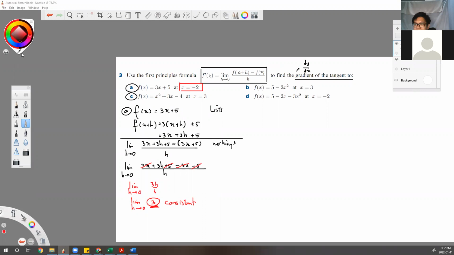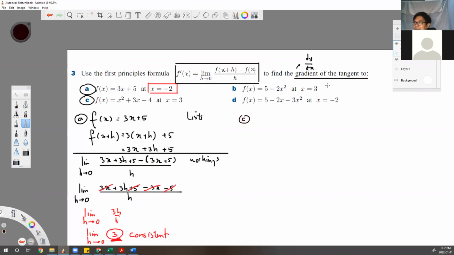Again, if you don't want to focus on the graph, no problem. You can just focus on this. f(x), I just write one more time: x squared plus 3x minus 4, and f(x plus h) equals (x plus h) squared, right? Plus 3(x plus h). Maintain the focus. Minus 4.